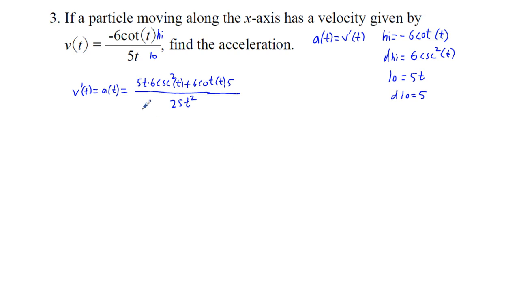And then we can simplify things a little bit up here. Okay, a of t is equal to, we have 30 t, and then we have cosecant squared t, and then plus 5 times 6, 30, cotangent t, all over 25t squared.